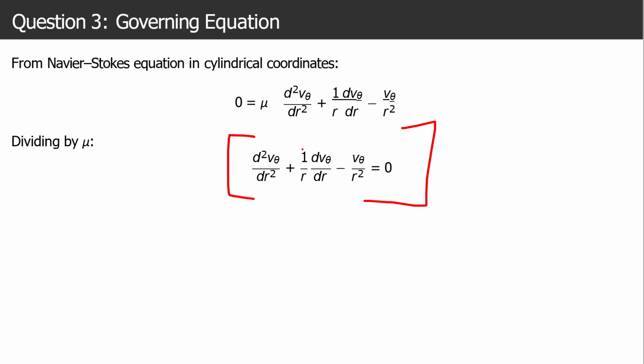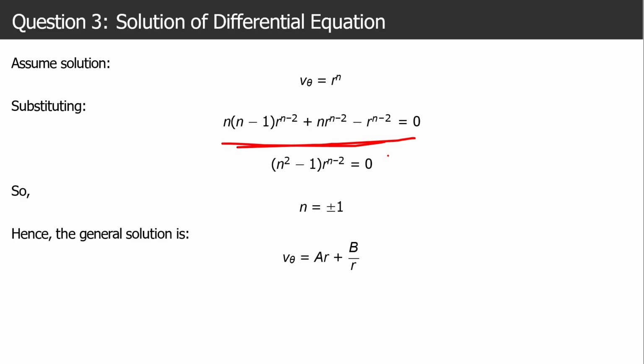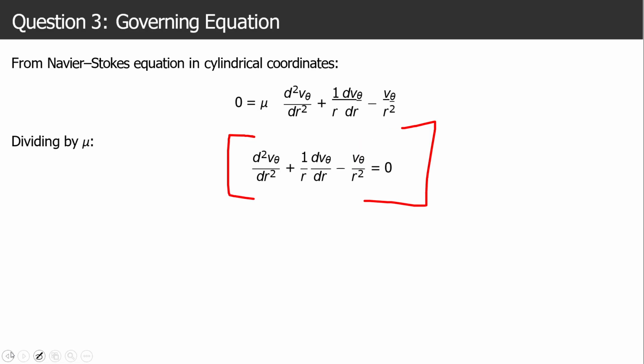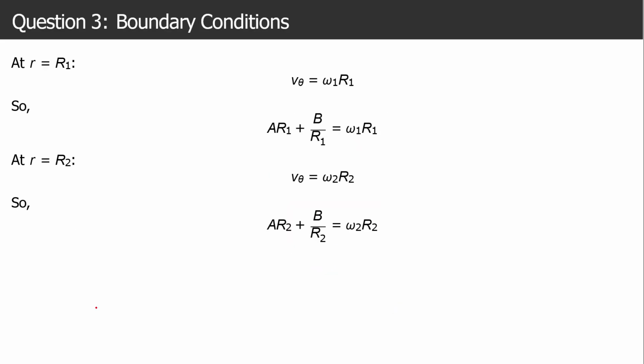Here, as it's a second order differential equation, to solve this, we know a method in which we assume v theta is equal to r to the power n. Its first differentiation will be n r to the power n minus 1, and n into n minus 1 r to the power n minus 2 will be the second differential. Putting these in the equation, we get n plus 1 and n minus 1, so v theta is equal to ar plus b by r. This will be our final expression for velocity, the solution of this equation.